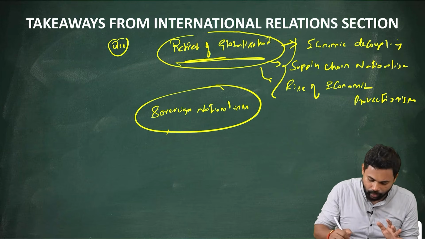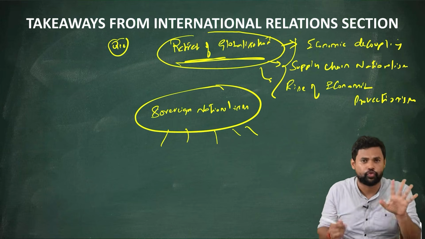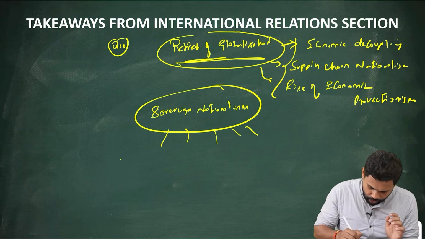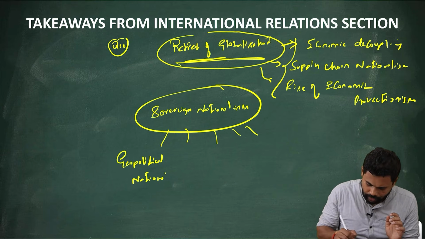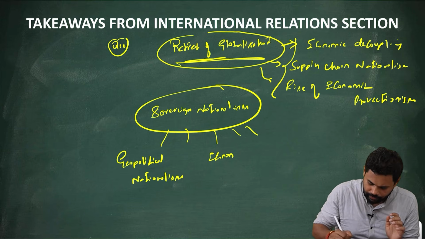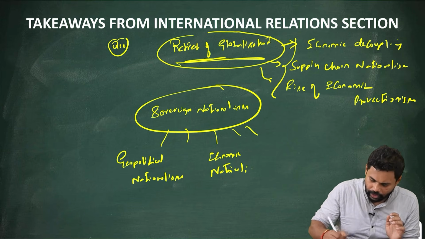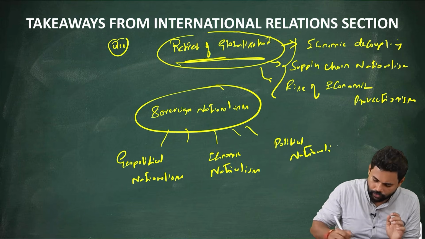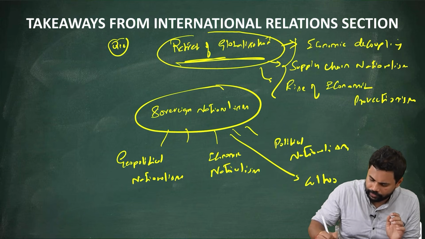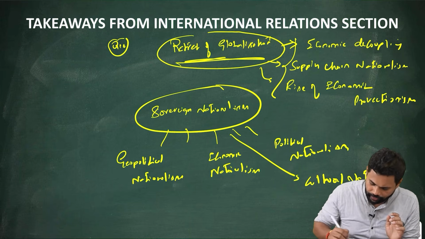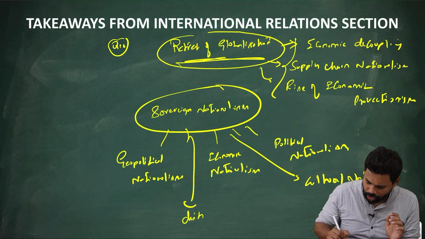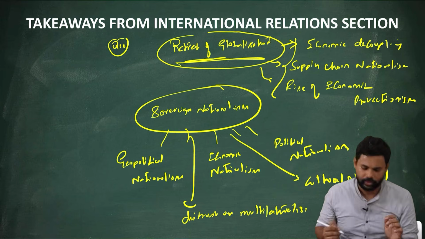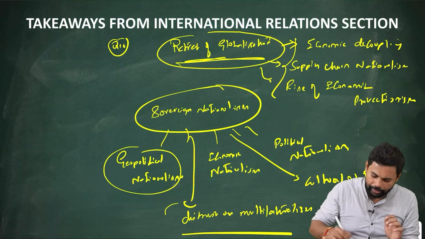Now coming to sovereign nationalism. Why is there a rise of sovereign nationalism? I'll again use 4 or 5 keywords. For example, the first one is geopolitical nationalism. The second one is economic nationalism. The third one is political nationalism. The fourth one is cultural nationalism. The fifth one is distrust of multilateralism. Look at this. By using these keywords, I'll be able to elaborate the answer.